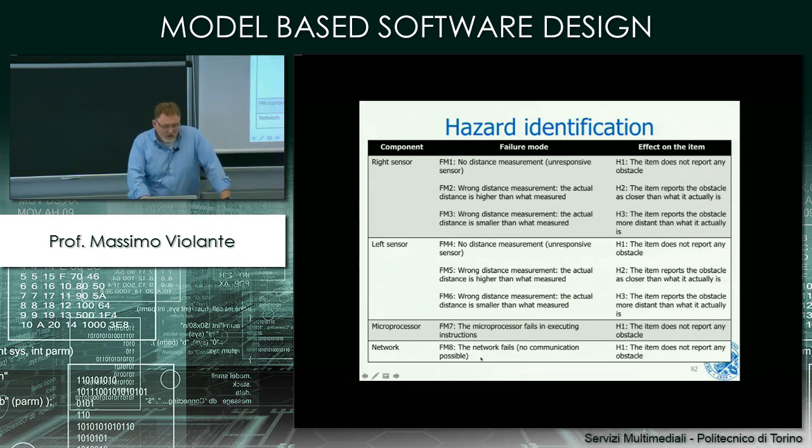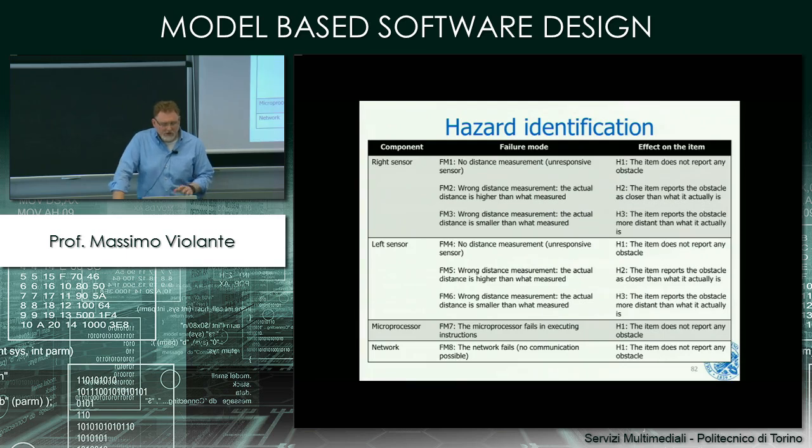But the network fails. So our item that is requesting some functionality to inform the driver about the incoming obstacle, delivered by another item, is not able to communicate because the network that connects the item with the other one is broken. So the item does not report any obstacle. Okay? Any doubt, question so far?